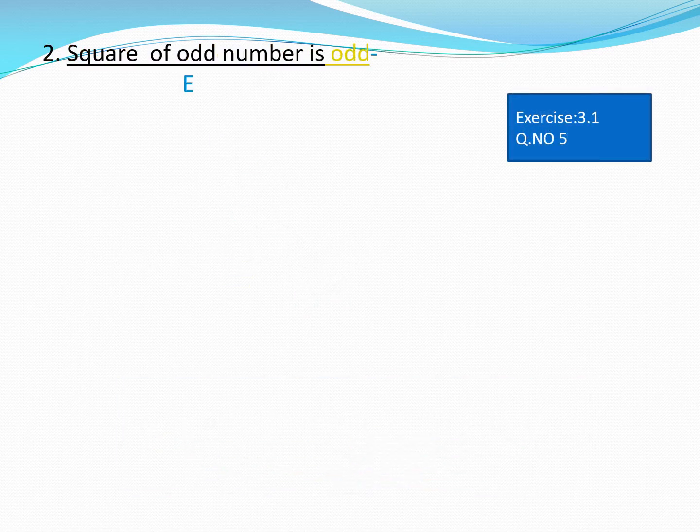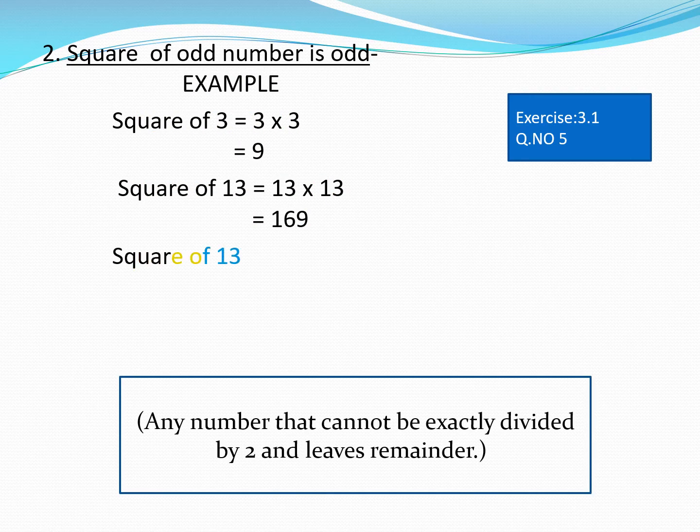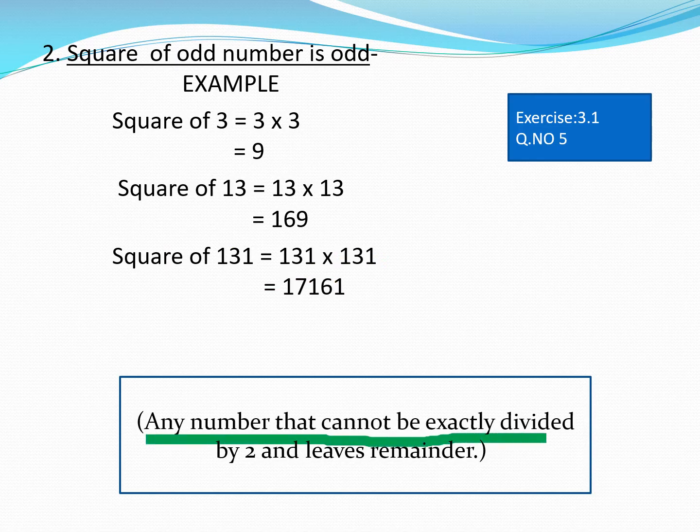The second property that is given is: square of an odd number is odd. Before explaining the example, let me first explain what an odd number is. Any number that cannot be exactly divided by 2 and leaves a remainder is an odd number. So here we can see the square of 3. 3 is an odd number. The answer that we get is 9. 9 is also an odd number.